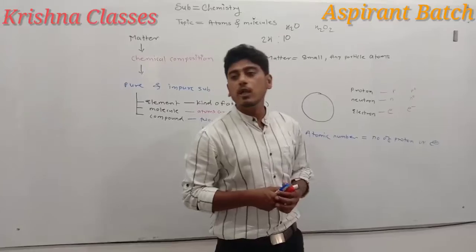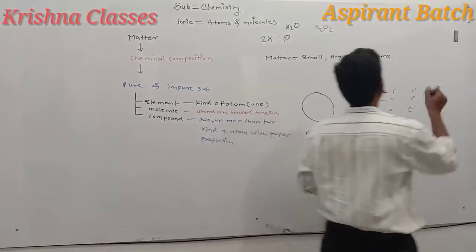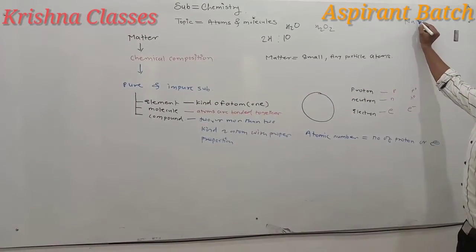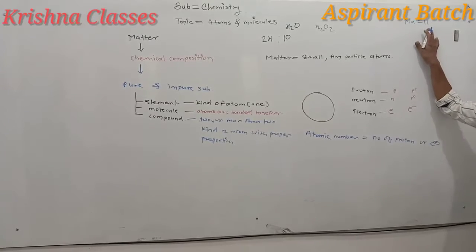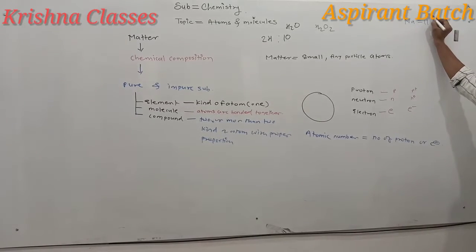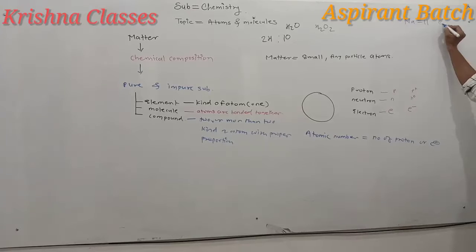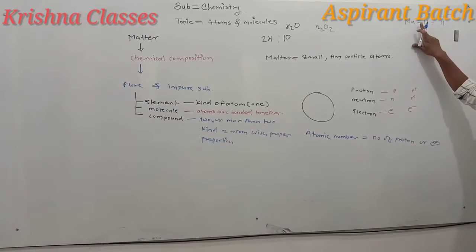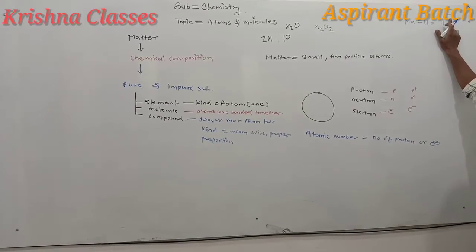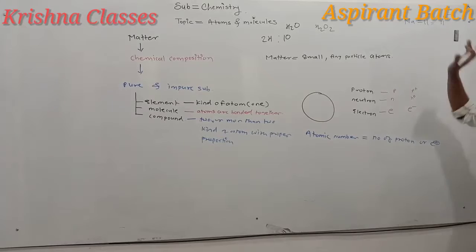Suppose we take the sodium atom here. We know that the sodium atom has atomic number 11 because the number of protons is 11. There are 11 positive charges here, and the number of electrons is also equal to the number of protons. So the number of positive charges and the number of negative charges is the same for an isolated atom.